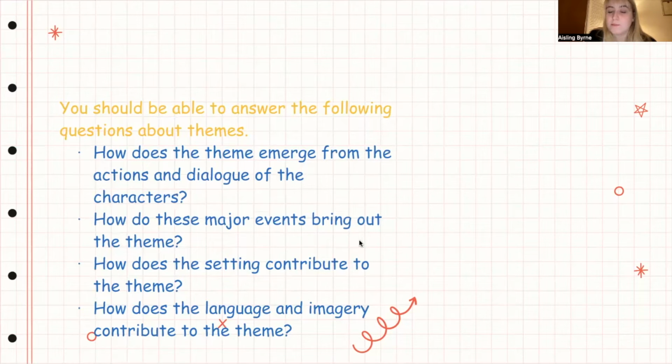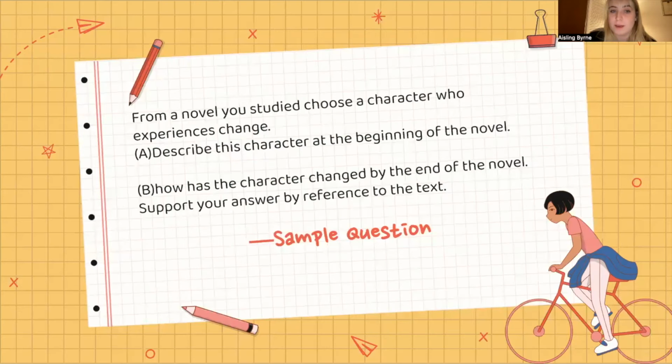So if it's the theme of escapism, how are the events in the story bringing in that theme? Why do they want to escape? Why have they escaped? How does the setting contribute to the theme? And how does language and imagery contribute to the theme? So, like the author's use of language and how they're painting the picture of the text for us. How does that contribute to the overall theme of the play?